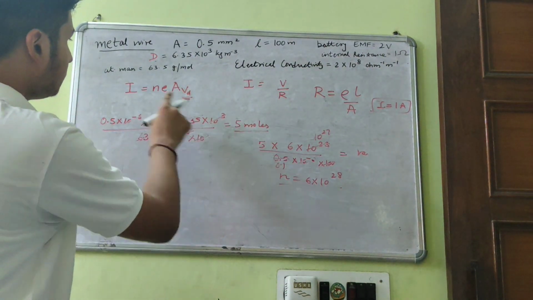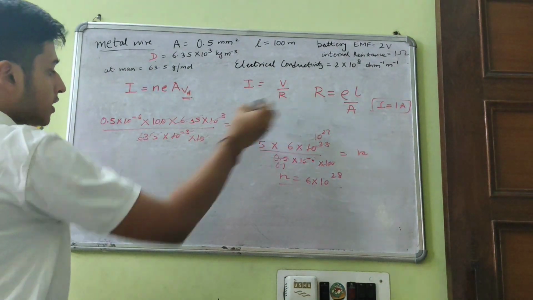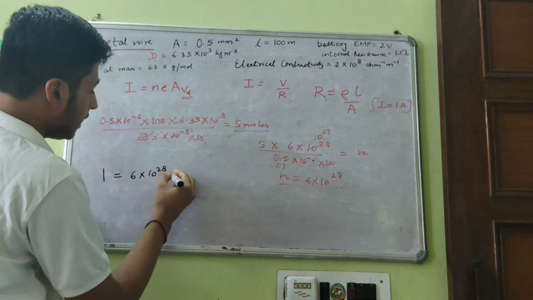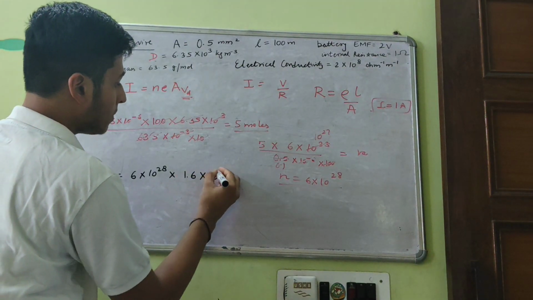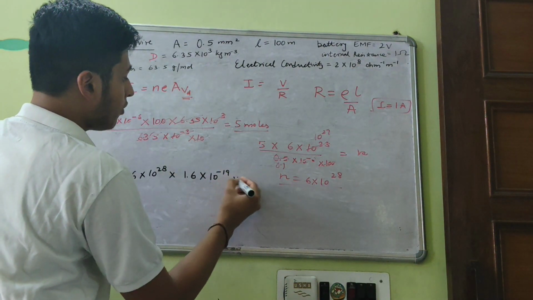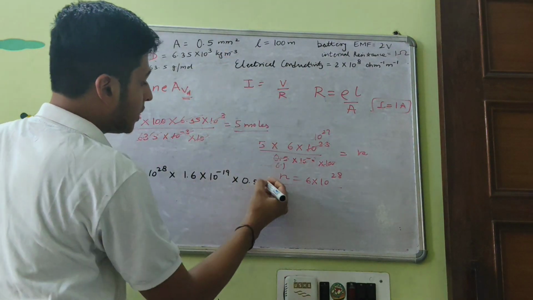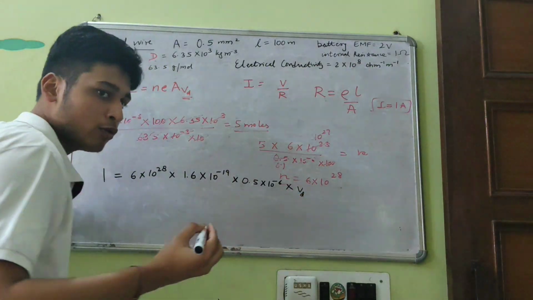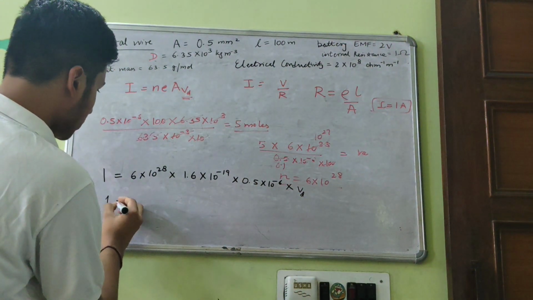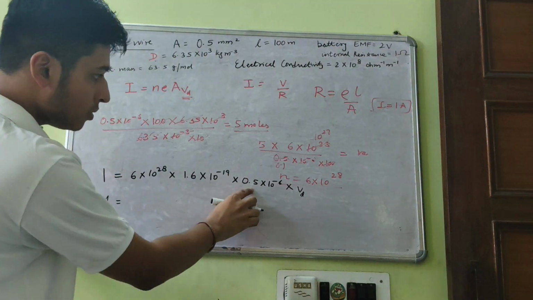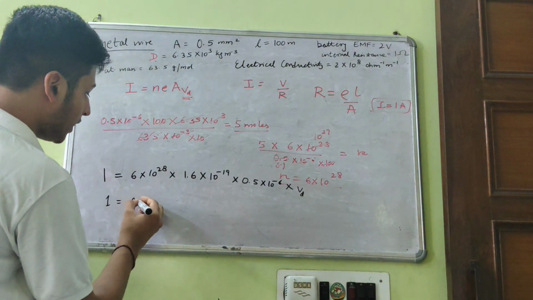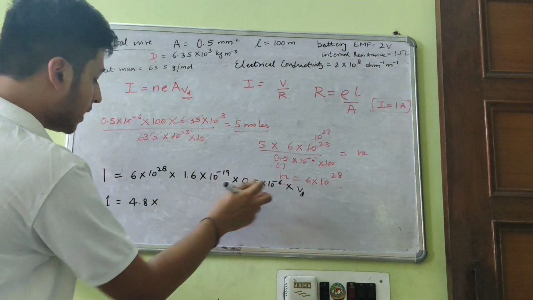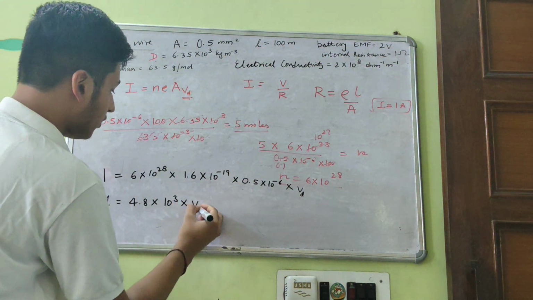Let us substitute this n here. I, that is 1 ampere, equals n 6 into 10 to the power 28, E, electronic charge 1.6 into 10 to the power minus 19, A, area of cross section 0.5 into 10 to the power minus 6 meter square, into Vd, the drift velocity that we have to find. So 1 equals 6 into 0.5 into 1.6, 4.8, into 10 to the power 28 minus 19, 10 to the power 9 minus 6, 10 to the power 3 into Vd.